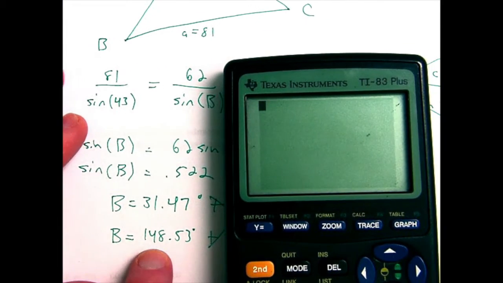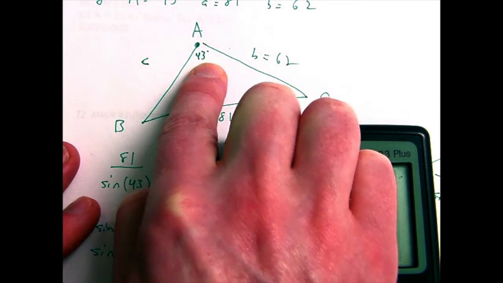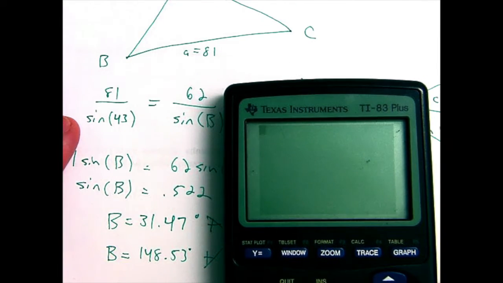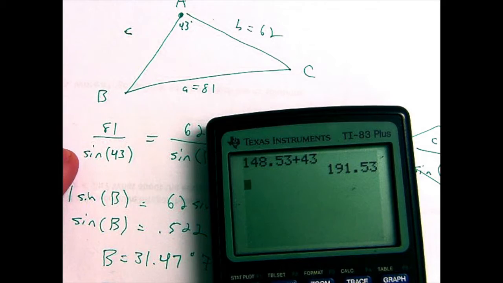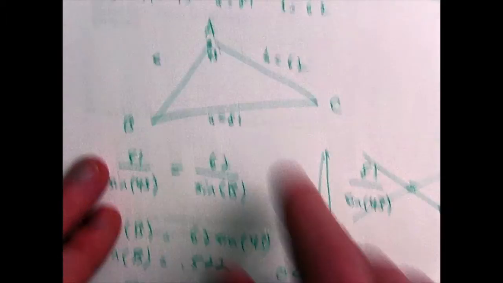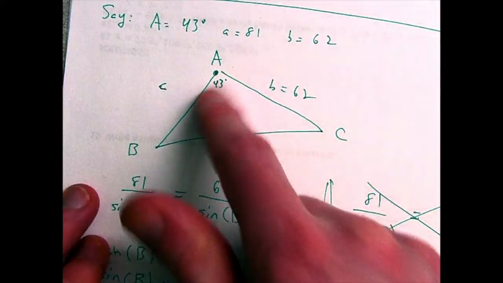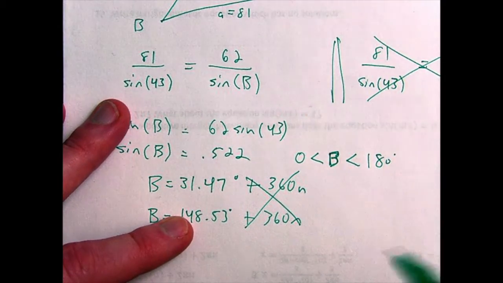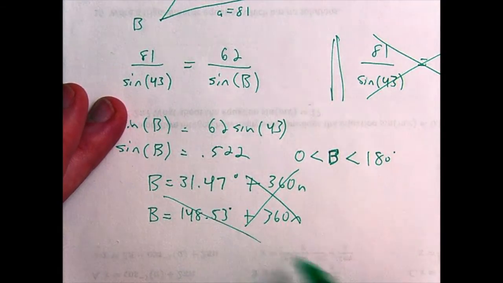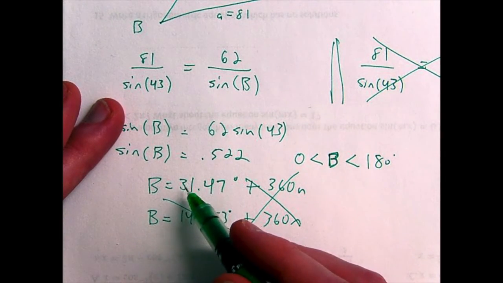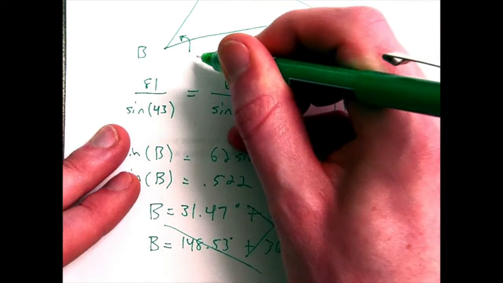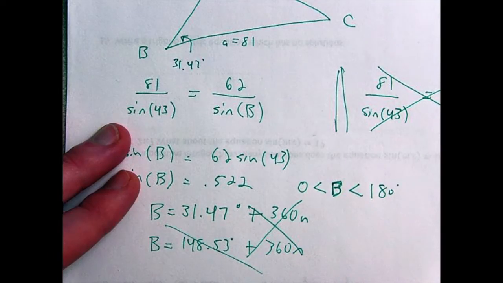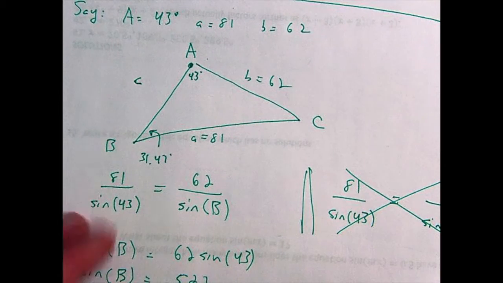The answer is no. The reason is that this angle plus the known angle that you already have goes over 180. 148.53 plus the known angle A, 43 degrees, gives you 191. That's too big, right? The sum of the angles has to be 180, so the sum of this and this can't possibly be bigger than 180. So this angle, in this particular problem, is not admissible. It's just too big, and we only have one possible value for B. So this angle right here is 31.47 degrees.